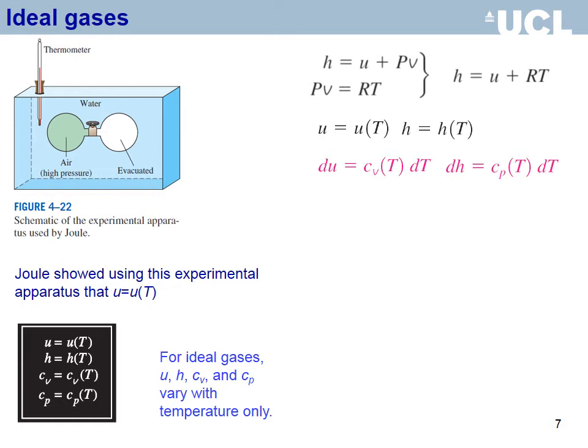But what James Joule saw was that the thermometer did not record any change in temperature. So that means whatever happened here did not cause the temperature of the water in the surroundings to change. That means there was no heat exchange between the gas and the water outside, even though he was using metallic spheres as containers. So that means with a volume change, there is no heat transfer across the boundary.